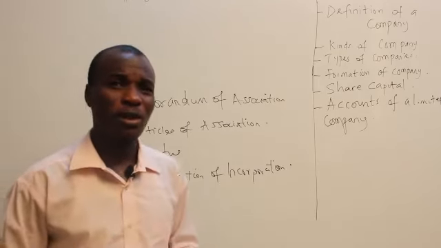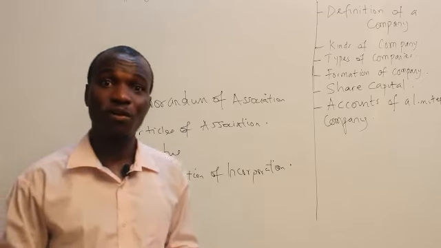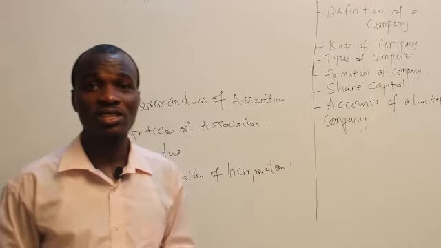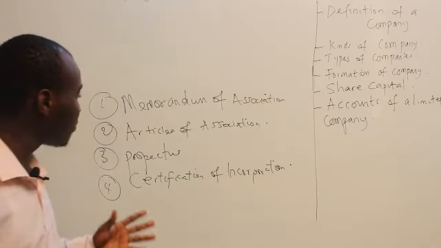We have more things that are contained in the articles of association. So take a textbook or another very reliable source and read more about the articles of association. Now the next thing we have is the prospectus.